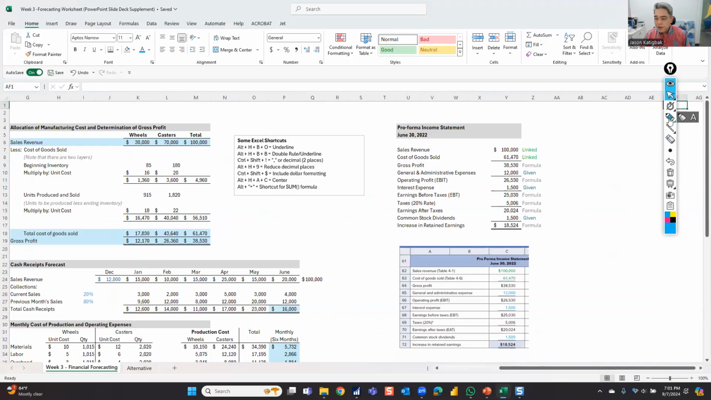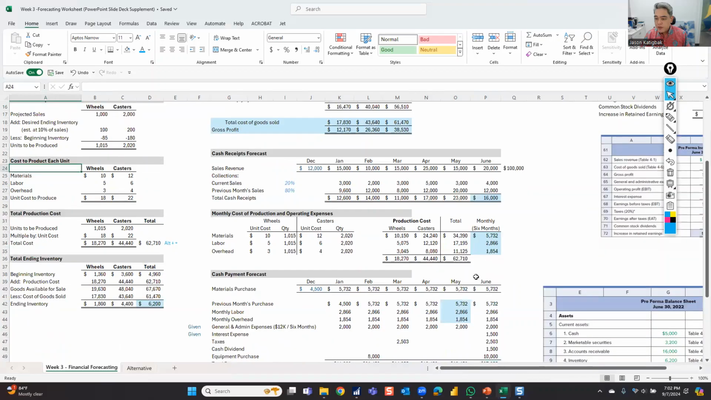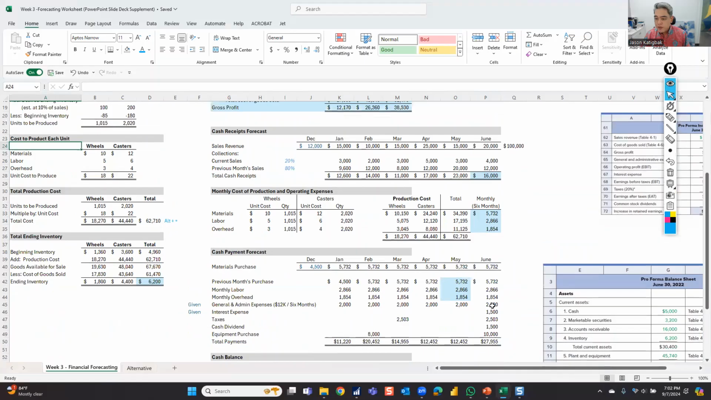Remember this 12,000 general admin expenses for 6 months. Basically, I just divided by 12, same as on the PowerPoint. That's the reason why it came into fruition, right? So it's 12,000 divided by 6, and then you spread it across. And then the rest are given.